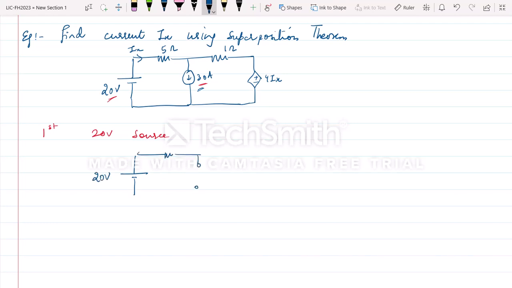So this will be open. We are considering only the 20 volt source first. When we consider the 20 volt source, we cannot call this current Ix, but we will call it Ix dash, because we have removed the 30 ampere source. So this is your Ix dash. This also will be Ix dash because it is a dependent source: if Ix changes, this changes. So Ix becomes Ix dash, and this becomes 4Ix dash.